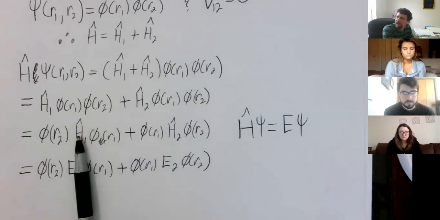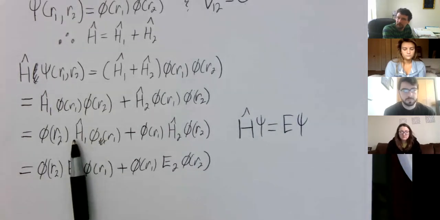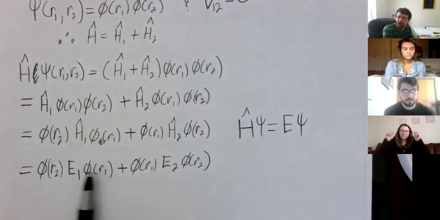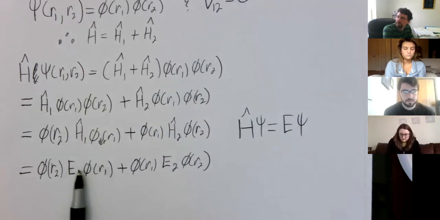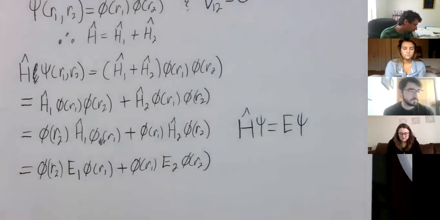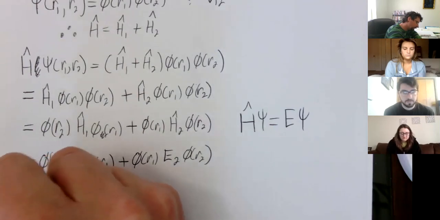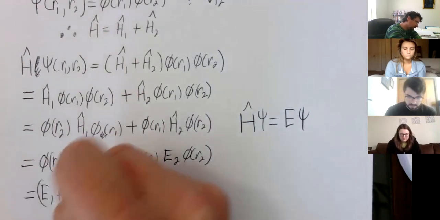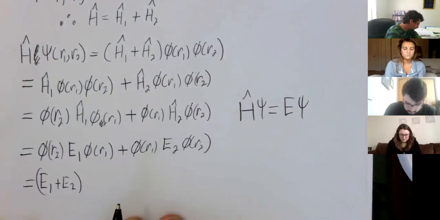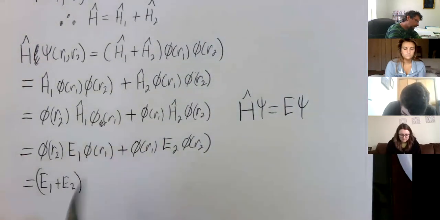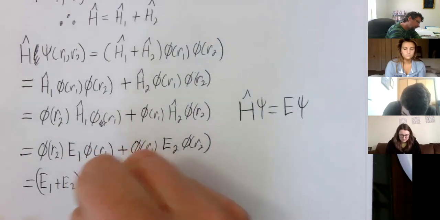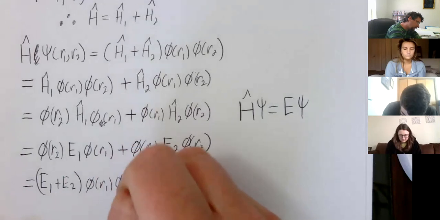Now, here we couldn't pull out this Hamiltonian, right? Because it has to operate on this function. Can we separate these two terms? Yep. Why? Because you've already done your operation. This is just a scalar. This is just a number. So what we can do is pull out E1, E2. So we get E1 plus E2 times that and that.